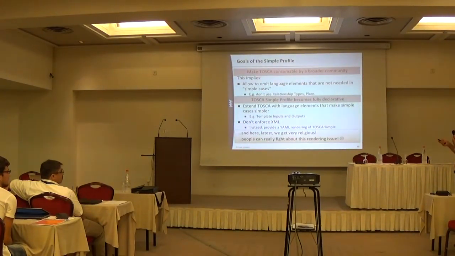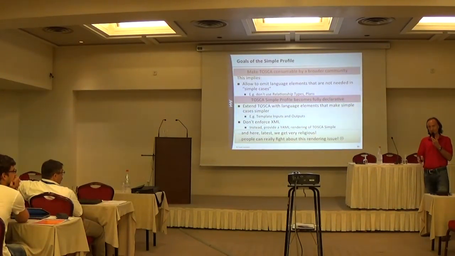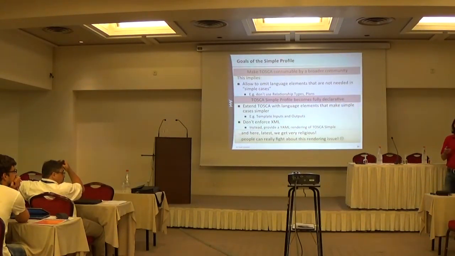And they said it's much too complicated. Tosca is 100 pages thick, well, I even said it's much too complicated. I want to have it simple, make it more consumable to the broader community. So we took a look at Tosca, we're still doing it, so we omit language elements that are not needed in simple cases. In simple cases, as I tried to argue before, we don't need plans. If you have a very simple topology, I can read it from the bottom to the top, why the hell do the guys need to cope with plans? So we leave out the plan element.